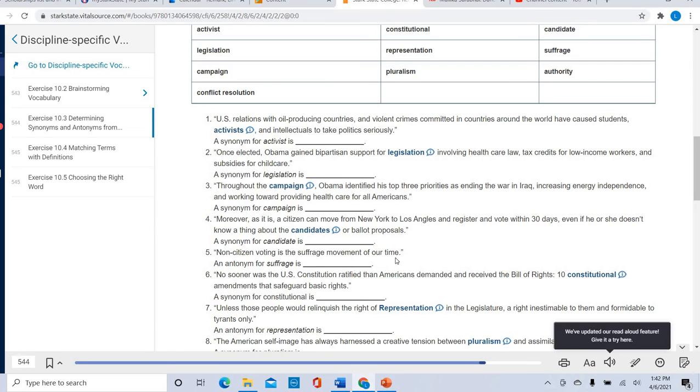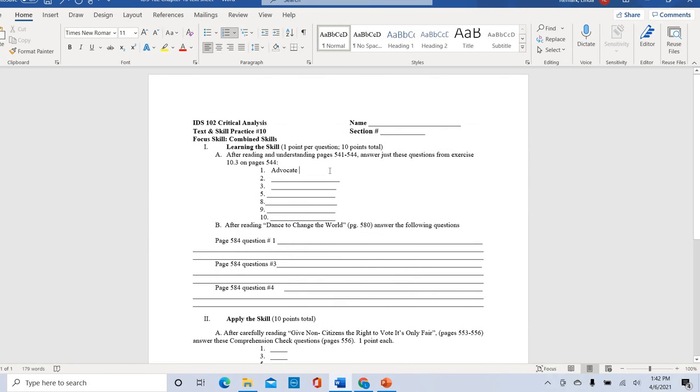Non-citizen voting is the suffrage movement of our time. What is suffrage? We need an antonym for suffrage. I know that suffrage means the right to vote or being able to vote. So if I wanted to, I could get wordy in number 5 and say not being able to vote, but there's a word for that. So I'm just going to type that word.